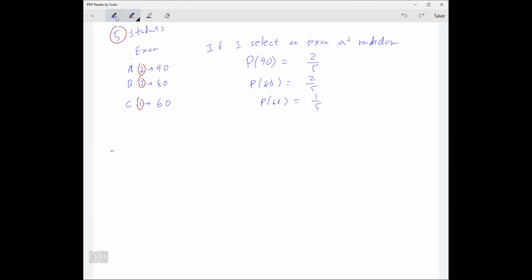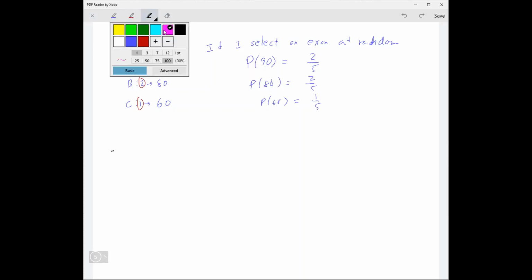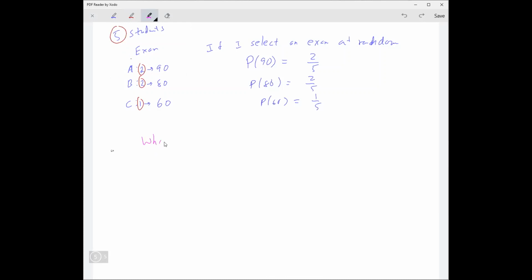Now the question is, what is the average score? What's the average score? So if I select exams at random and then I put it back and I select another one at random, and I select another one at random, and then I take the average of all those and I just keep going and going, what's the average going to be?